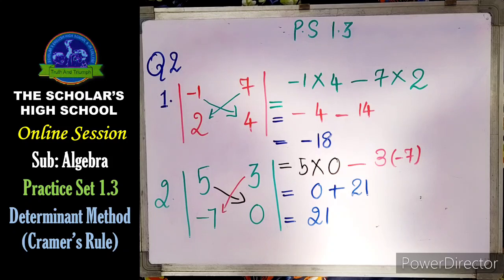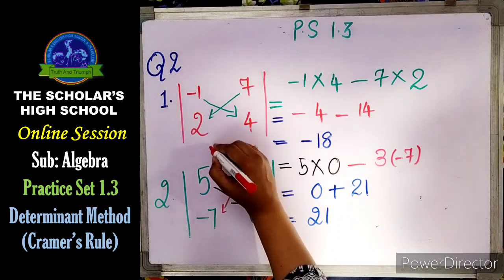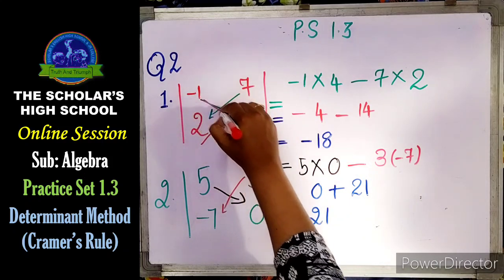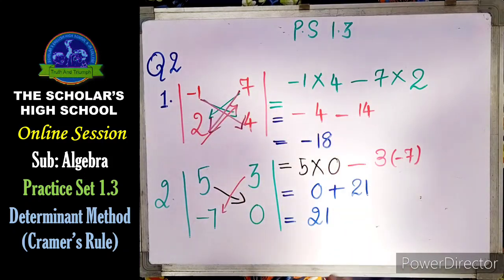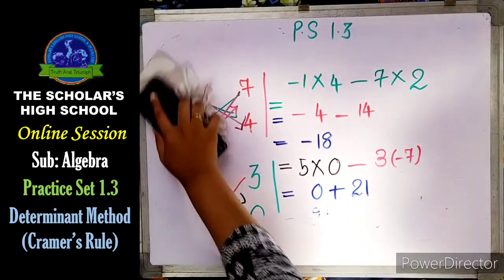So I hope till now you have understood how to multiply, in which form you have to multiply. You cannot multiply from down. You have to multiply in this form only and get the value of the determinant. You can go through it once. Let us see the third determinant given in this question.